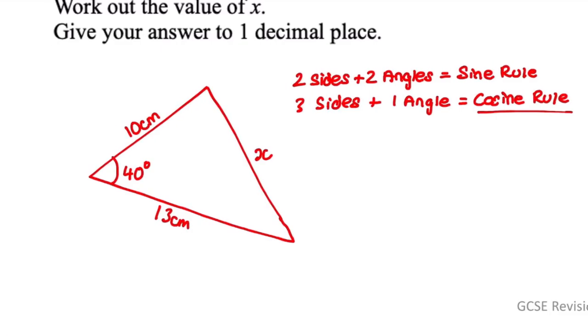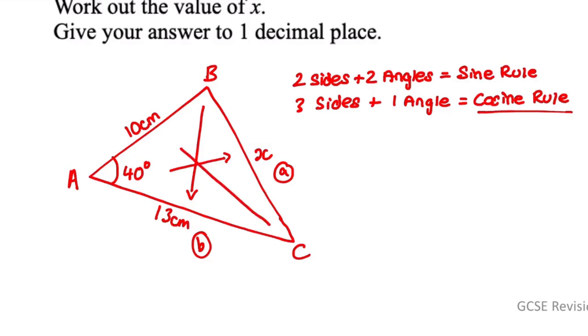First, we need to label our sides. The corners are labeled with capital letters, and the sides with lowercase letters. The angle with x, or the side with x, has to be labeled A. This is capital A because the side opposite it is lowercase a. The other two can be B and C in any order. We'll label this capital B and this capital C. The side opposite capital B is lowercase b, and the side opposite capital C is lowercase c.